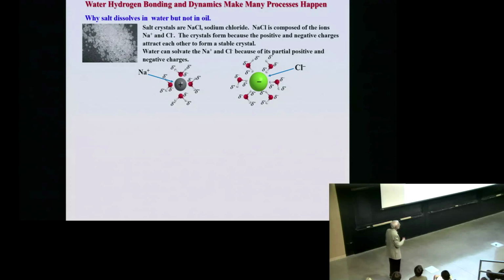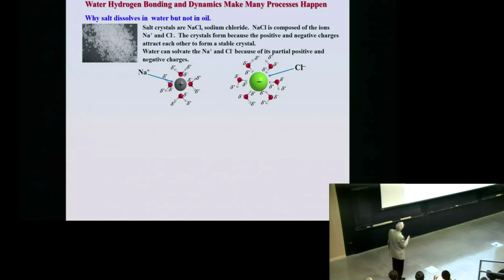So salt crystals, sodium chloride, table salt. What holds it together? You've got positively charged sodium ions, negatively charged chloride ions. They attract each other. They arrange in a way that these positive and negative charges strongly attract and make this sodium chloride table salt crystal. Why can water dissolve something like this really nice crystal? Because water has this type of structure where you've got the slightly negative oxygen and the slightly positive hydrogens.